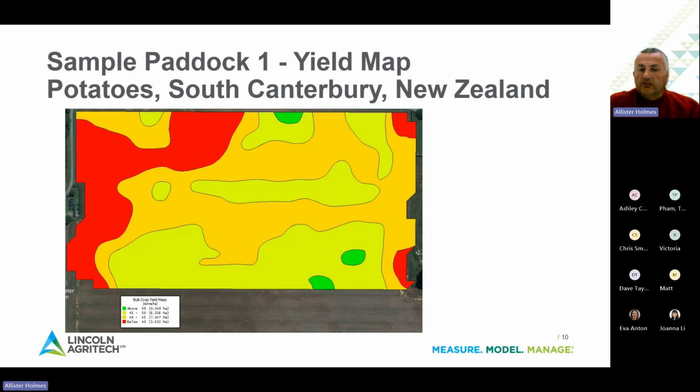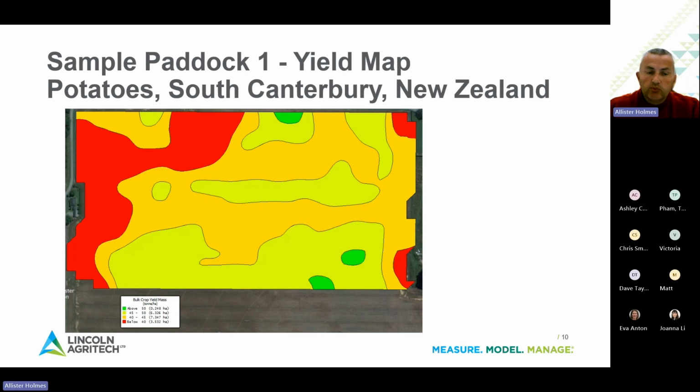So to give you an example of this, there's a number of sample paddocks in this presentation. In this sample paddock, this is a large paddock of potatoes in South Canterbury, and you can see the image that I've given you here is the bulk crop yield mass of potatoes, where you can see the green is the highest yield, then the yellow, then the orange, and then the red is the lowest yield. So you can see there's definitely a pattern there.